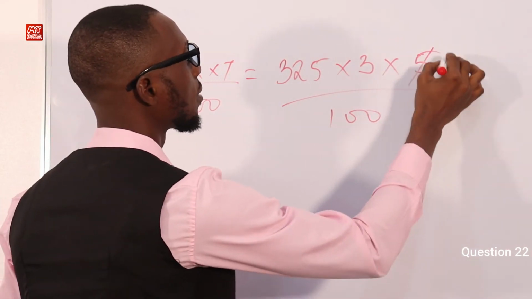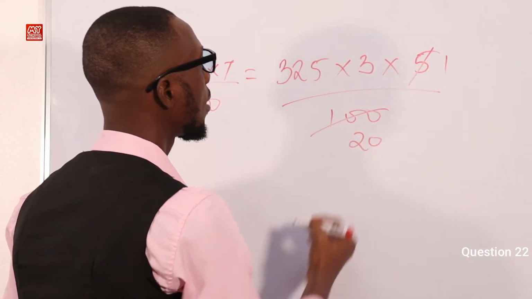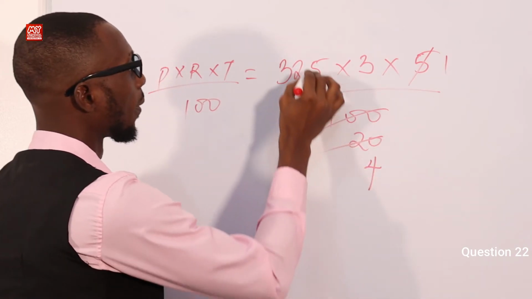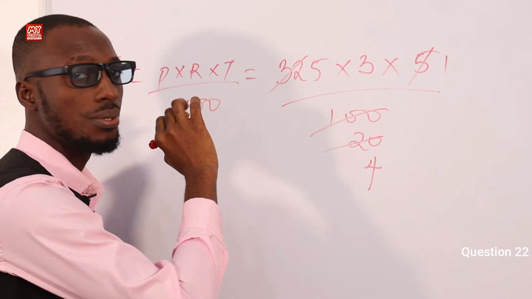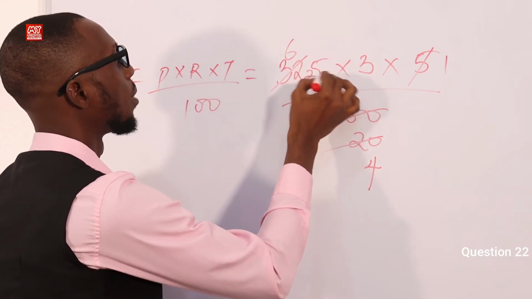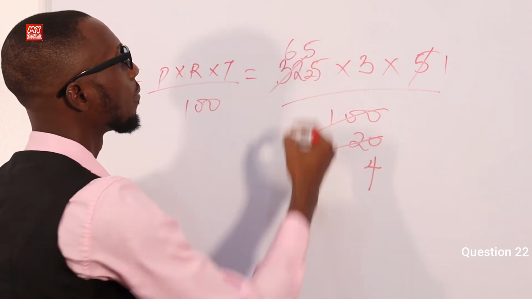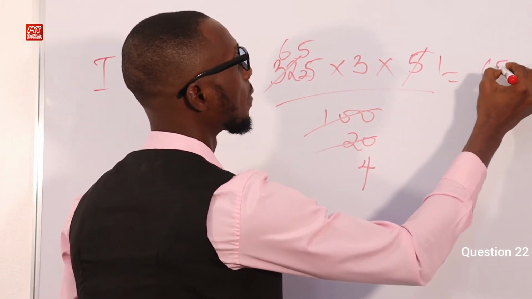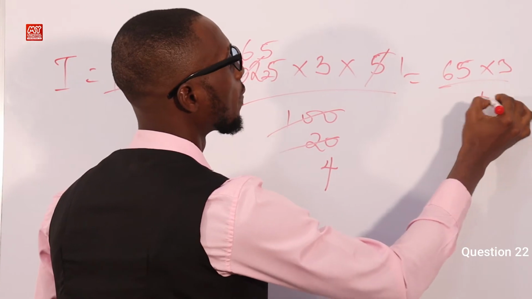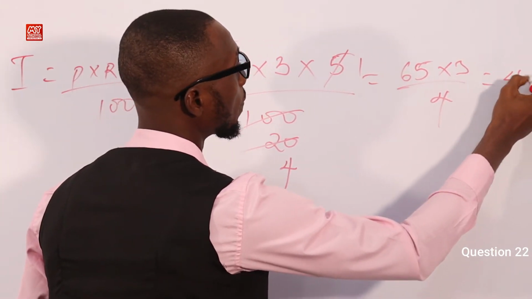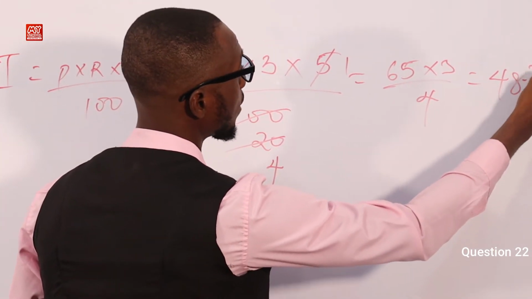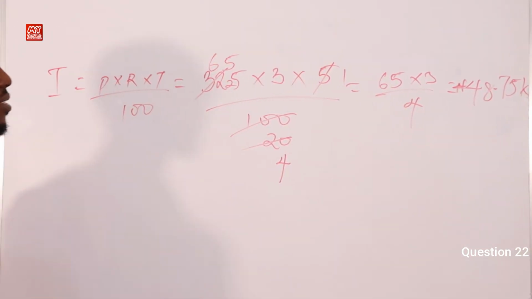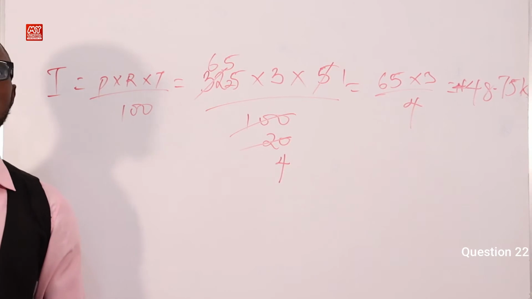So I can have this here, we have 20. I can also have a 5 that works here, that is 4. 5 in 32, that is 6. 25, 5 here, that is still 5. Okay, so I have 65 times 3 over 4. Roughly this should give me 48.75. This is in kobo and this is in naira. So the simple interest we are looking for is 48 naira 75 kobo.